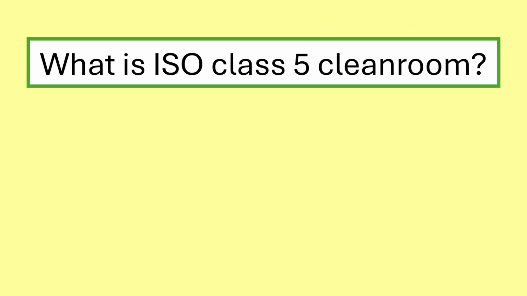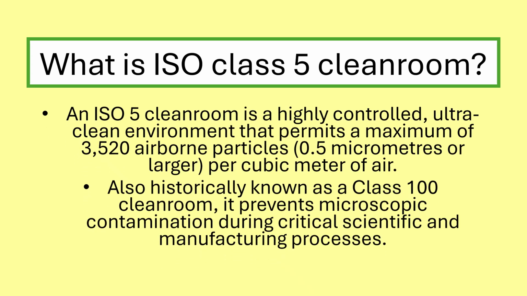Then we will discuss what is ISO class 5 cleanroom. An ISO 5 cleanroom is a highly controlled ultra clean environment that permits a maximum of 3520 airborne particles, which is equal to 0.5 micrometers or larger per cubic meter of air, also historically known as a class 100 cleanroom. It prevents microscopic contamination during critical scientific and manufacturing processes.